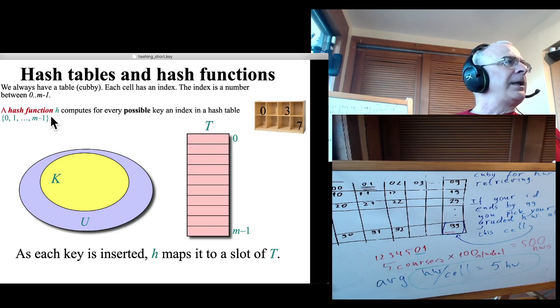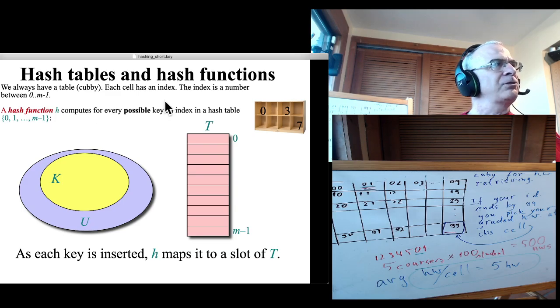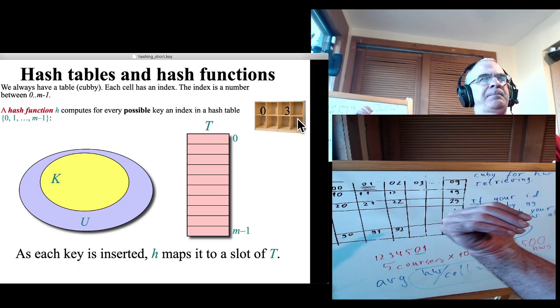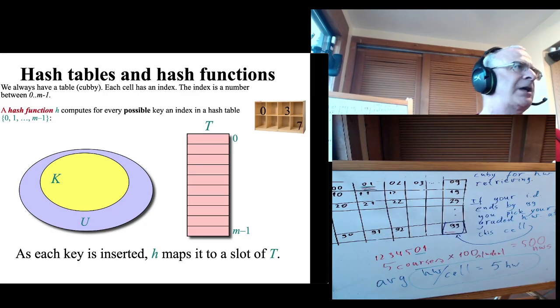And I need a hash function which is willing to take as an input every student ID and will spit out an index between 0 and M. M will be the number of cells in the cubby, the size of the array. In this example, M is 100, in the example of the cubbies at the Technion.